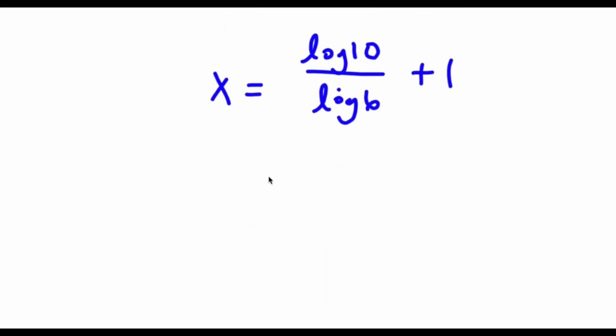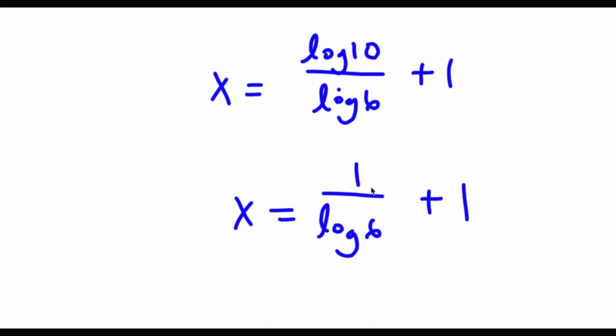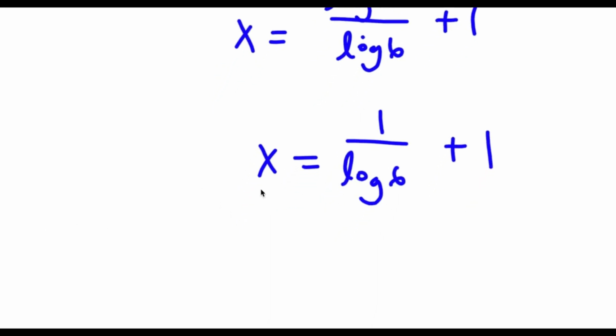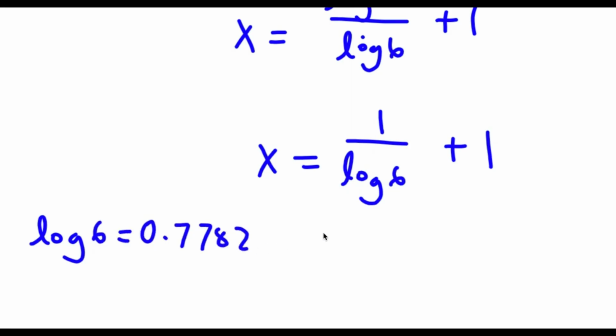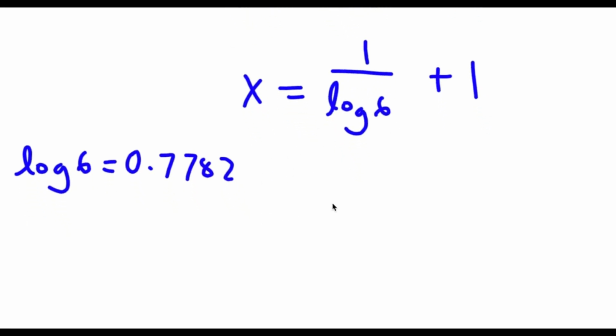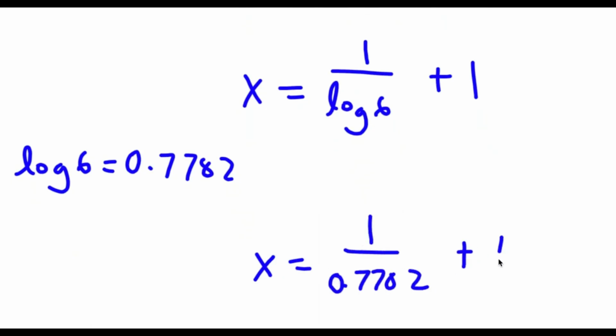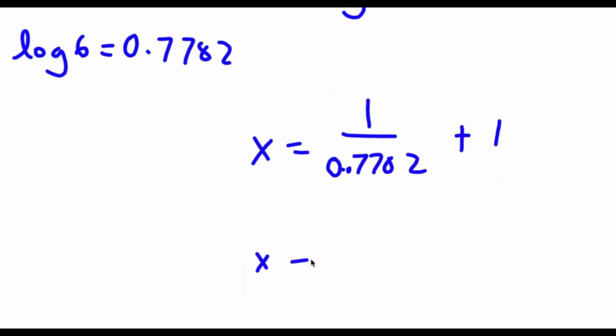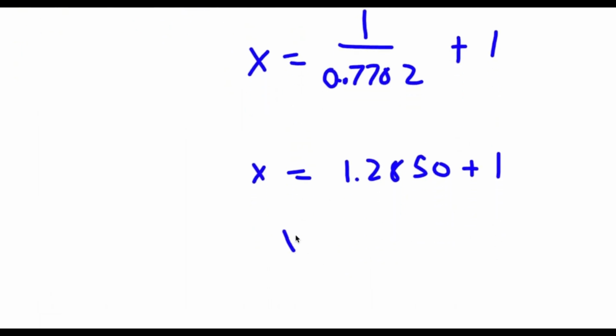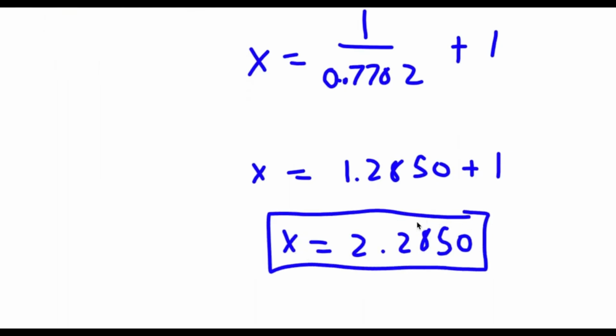Now log 10, this is the same thing as 1. So now I have x is equal to 1 over log 6 plus 1. So log 6, this is equal to 0.7782. So if I replace log 6 with 0.7782, I get x equals 1 over 0.7782 plus 1. Now 1 over 0.7782, that's 1.2850, plus 1. This is equal to 2.2850. So this is my answer.